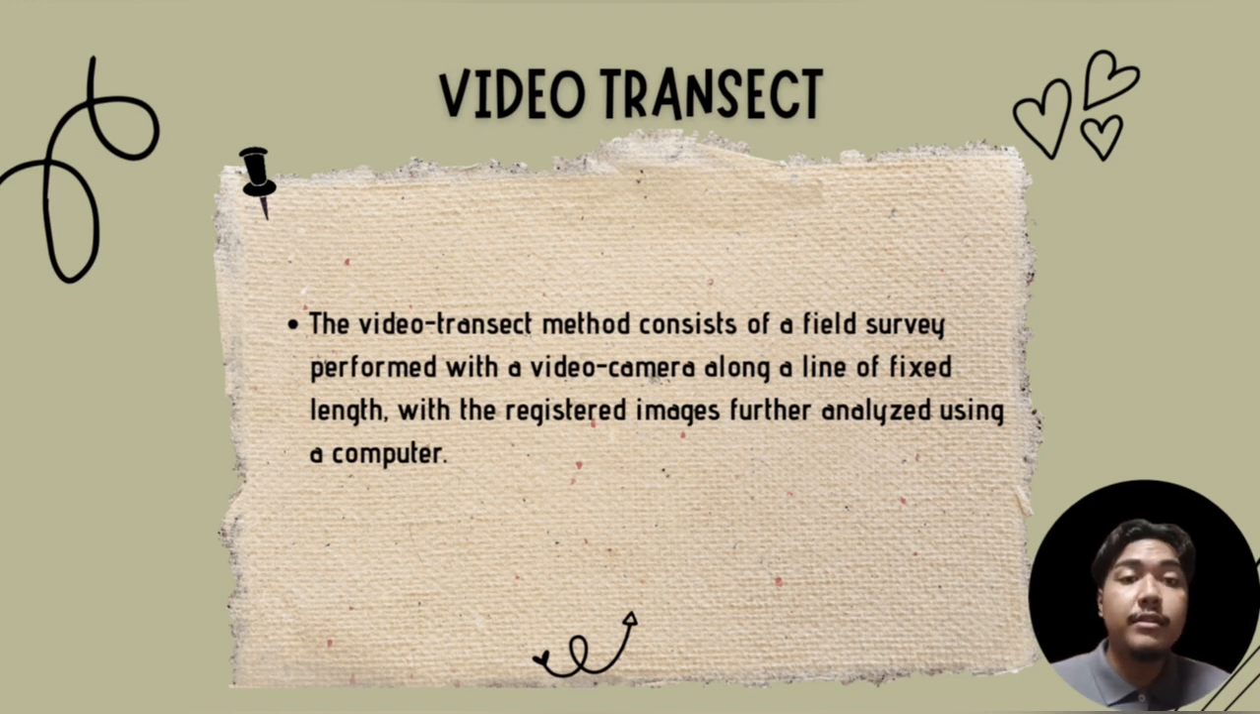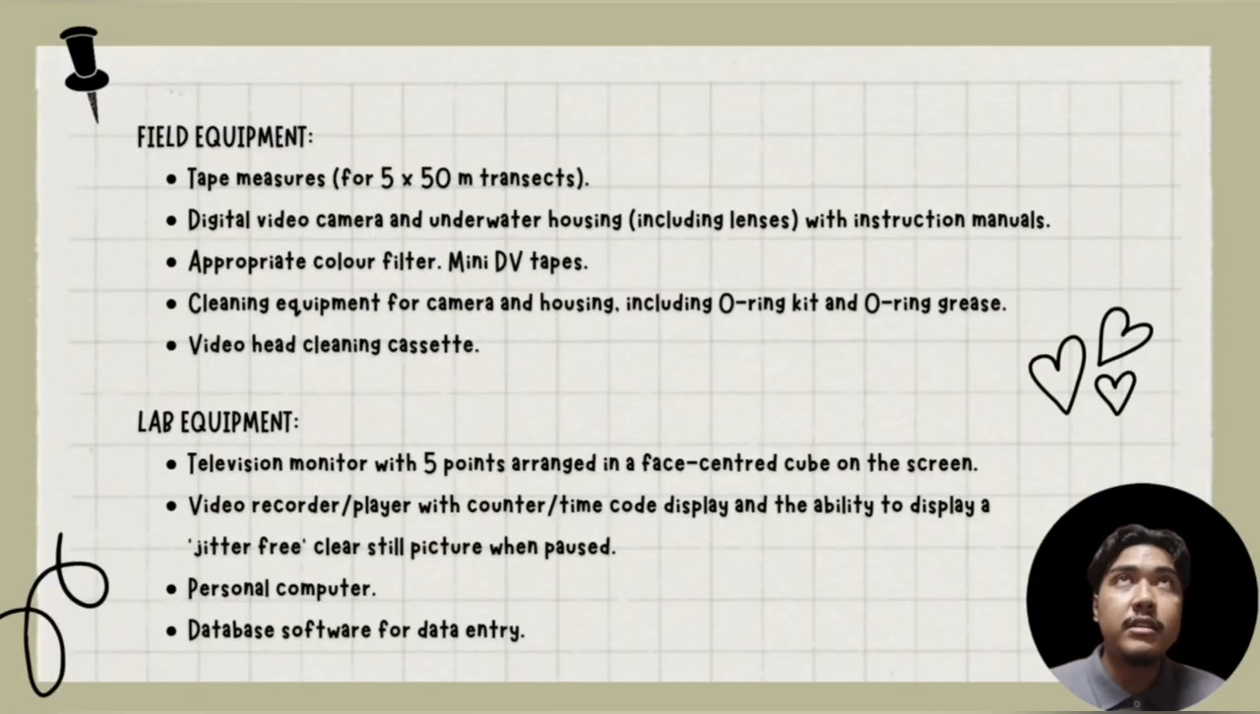So today I will present about video transect. What is video transect? Video transect is a simple method performed with a video camera along a line or fixed line. These are the equipment used to perform video transect method in the field and lab session.